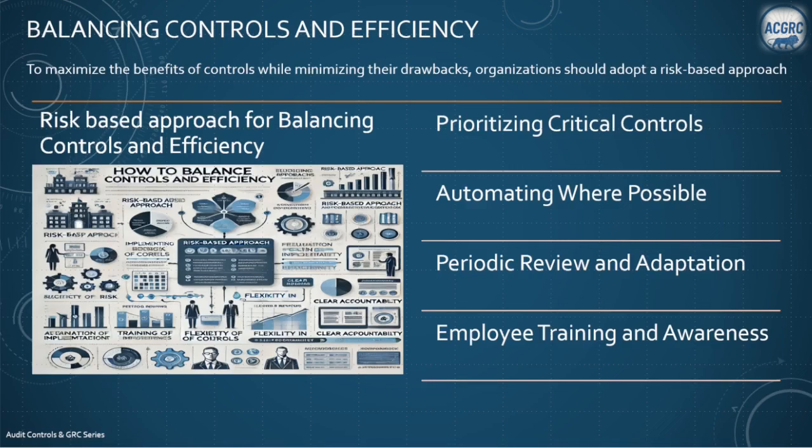Now we have seen the benefits that we get with good controls and control testing. We have also seen the challenges which come with controls. Now let's look at the middle ground. It's about balancing the controls and also managing efficiency. To maximize the benefit of controls while minimizing their drawbacks, organizations should adopt a risk-based approach. This involves focusing on high-risk areas to allocate resources effectively. This is about prioritizing critical controls.